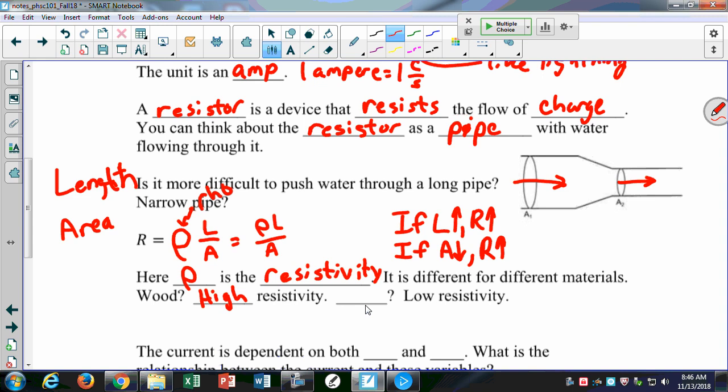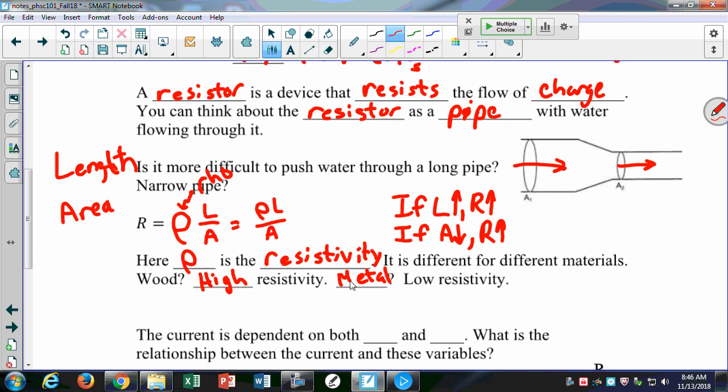What are some materials that have a low resistivity? Steel. Anything else? Metals in general. Yeah, so metals, copper, steel, most metals have a low resistivity. That's why we use them in our homes to conduct electricity. What kind of metal do we use in our homes? In our wires? Copper. Right, we use copper wires. So those have a low resistivity.